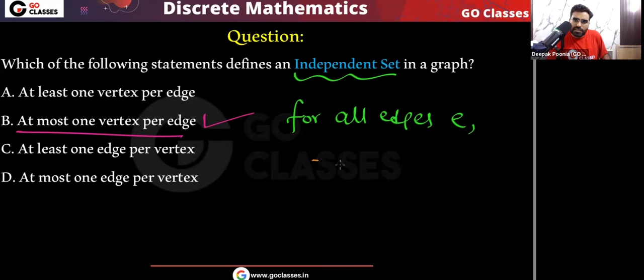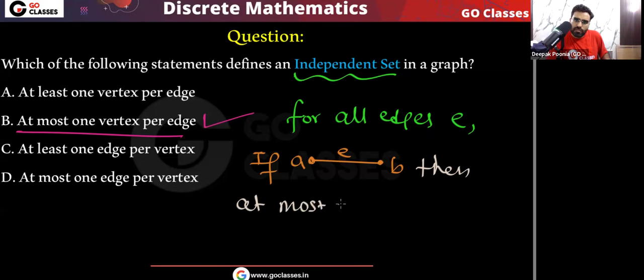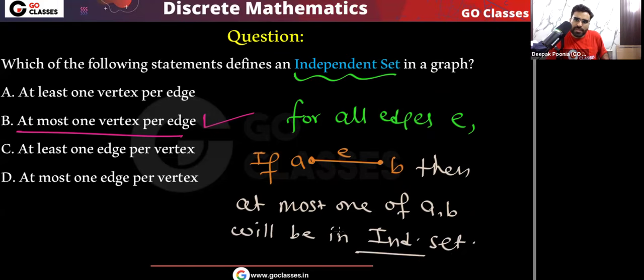if this edge E has endpoints A comma B, then I can say that at most one of A comma B will be in the independent set. Okay, that's it. Very simple. I hope you understood. So I can say that independent set simply means in the independent set, we have at most one vertex per edge. Per edge, at most one vertex. We cannot take both the vertices of any edge. So at most one vertex per edge.